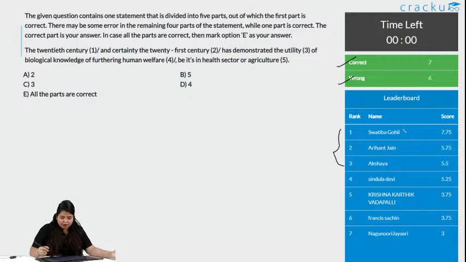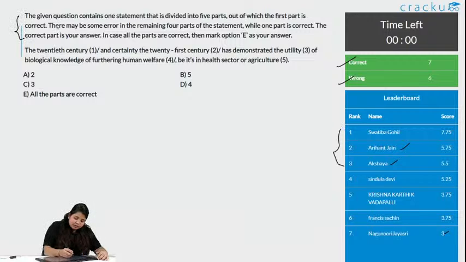C is Swatiba, congratulations, you got 7.75, that's a nice score. Other is Aryant with score 5.75 and Akshaya with 5.5. And others are Sindula Devi with 5.25, Krishna Karthik with 3.75, Francis Sachin with 3.75 and Naganuri Jayashree with score 3. Chalo, congratulations Swatiba, Aryant and Akshaya. Let us see the solution, then I will tell what we are giving away.